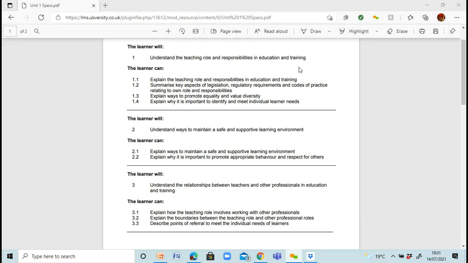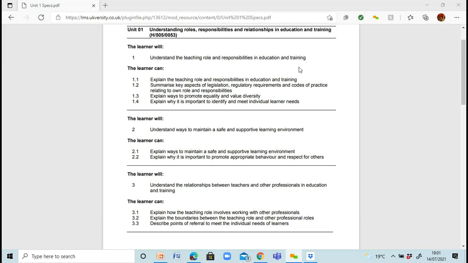So just to get you familiar with how it works, the first learning outcome is understand the teaching role and responsibilities in education and training. Second learning outcome is understand ways to maintain a safe and supportive learning environment. And third learning outcome is understand the relationships between teachers and other professionals in education and training.